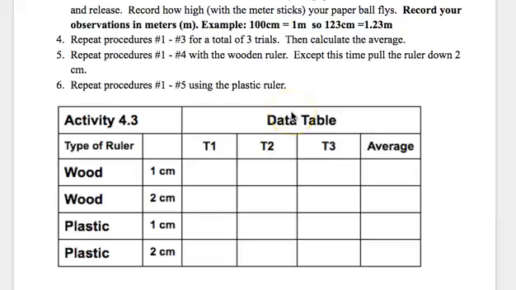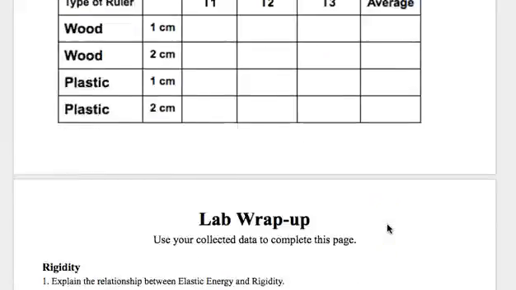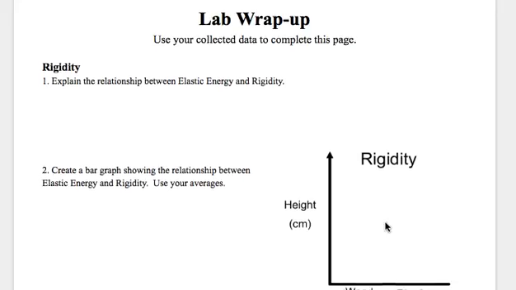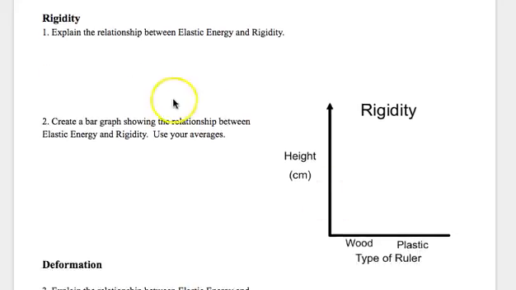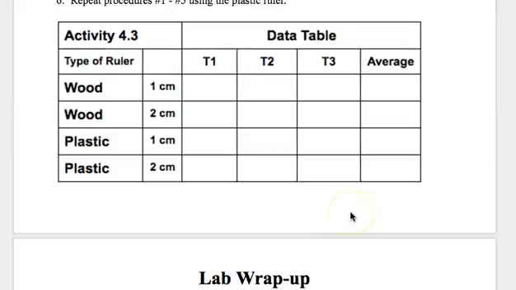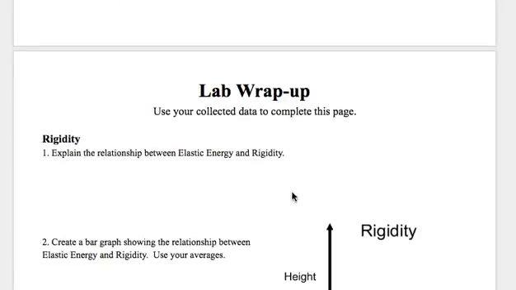All right, now that you've had some time, what you need to do is calculate the averages. Then flip to the back side. The first part is on rigidity. You need to explain the relationship between elastic energy and rigidity, and then you need to create a graph. You're going to have to look at this data table and figure out what information helps you determine the relationship between rigidity and elastic energy. So go ahead, pause the video and answer question 1 and do number 2, which is create the graph.